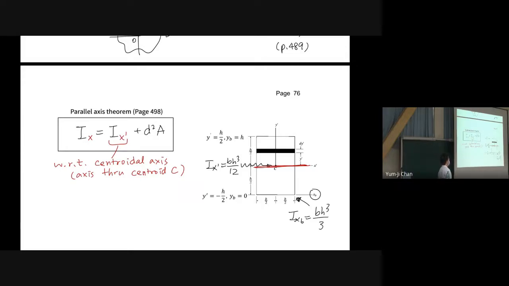Now, for this equation, A is equal to the area, and D is the distance between x prime and the reference axis. So if we take the reference axis here, then D is this one. If we take it here, then D is this one.